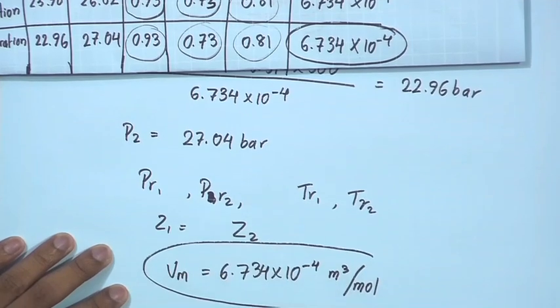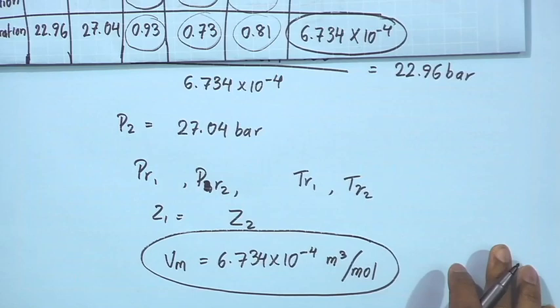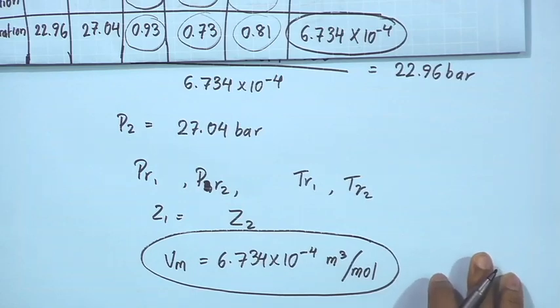So, this is how we calculate the molar volume of the mixture using Dalton's law. So, in this problem we have found out how we calculate the molar volume of a mixture using Amagat's law as well as Dalton's law. So, that is all for this tutorial.